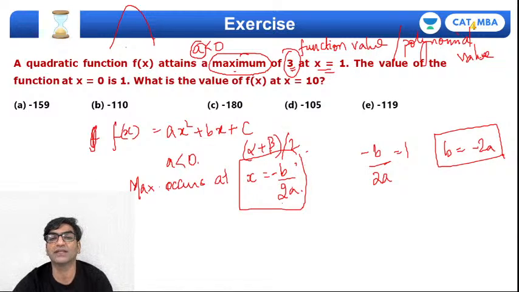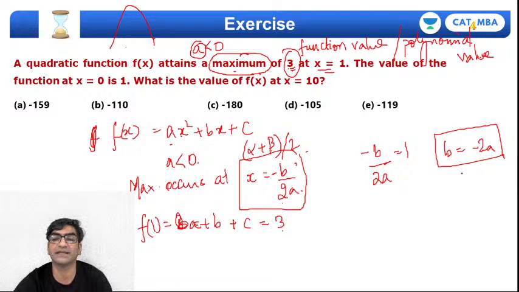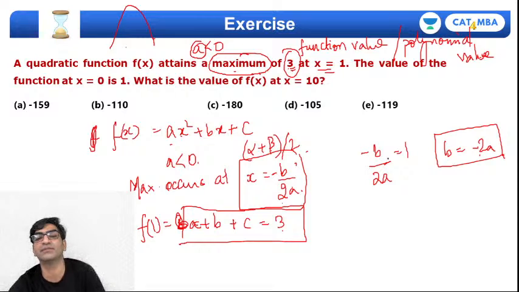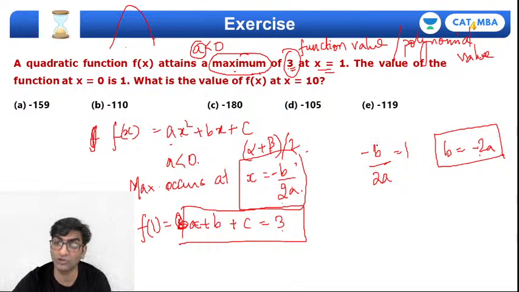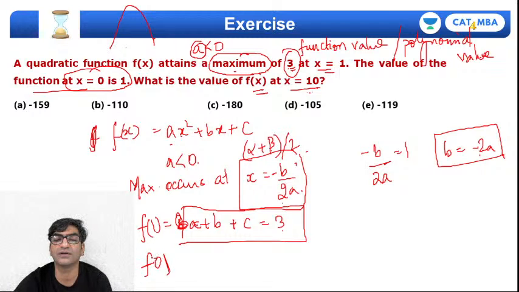एंड वी ऑल्सो नो दैट द फंक्शन वैल्यू इज 3, तो मतलब x इक्वल टू 1 डालोगे तो f ऑफ 1 मस्ट बी 3, right. So f of 1 will be a plus b plus c, so that's known to me as 3. I also know b is equal to minus 2a, so I have two equations in the three variables a, b and c. I've gotten two conditions. और क्या दिया हुआ है? I'm sorry, ये दिया हुआ है value of function at x equal to 0 is 1, right. तो मुझे दिया हुआ है f of 0 is 1, right.